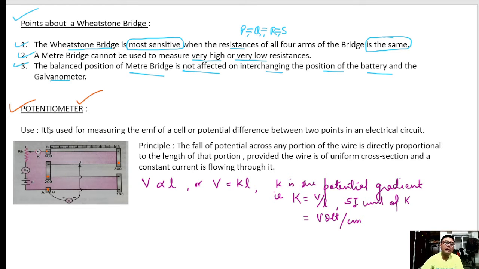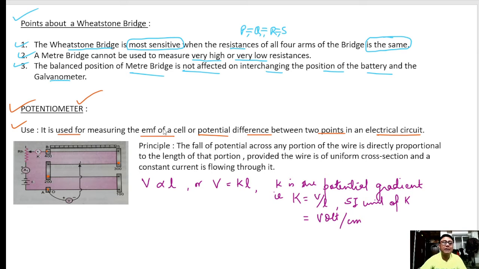So first of all, the potentiometer is used for measuring the EMF of a cell or the potential difference between 2 points in an electrical circuit. I want to measure the potential difference between A and J. This potentiometer will help me find out the potential difference between A and J. That is the use of the potentiometer.